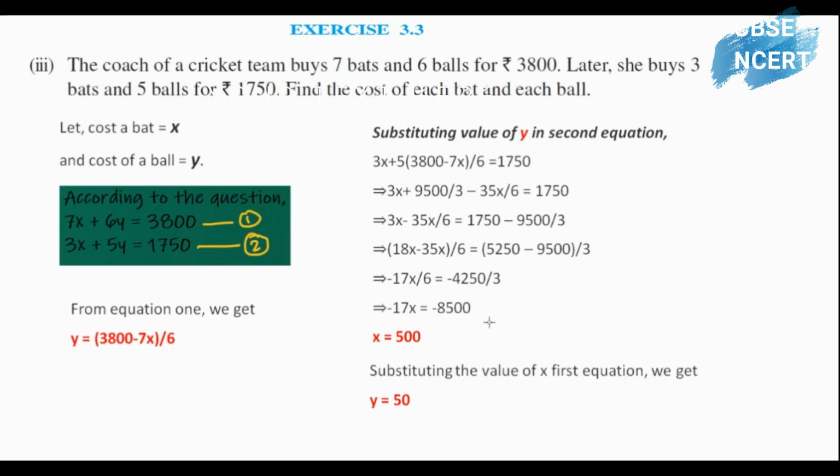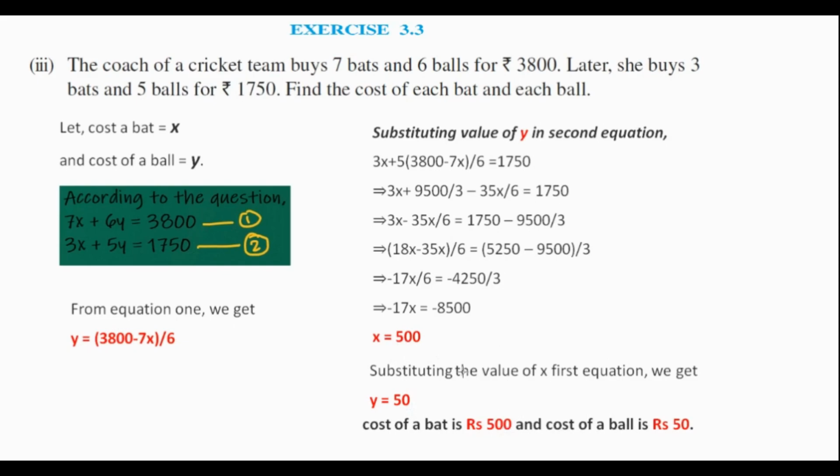Now I am going to substitute the value of x in any one of the equations, first equation or second equation. I am replacing value of x, 500, in the first equation. I got the value of y as 50. Therefore cost of bat is 500 and ball is 50.